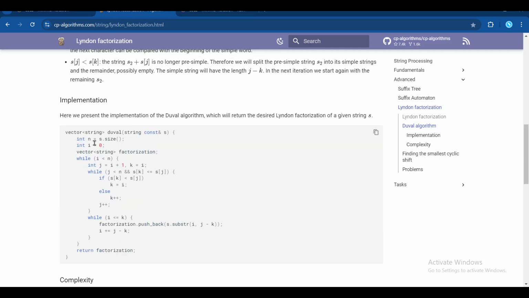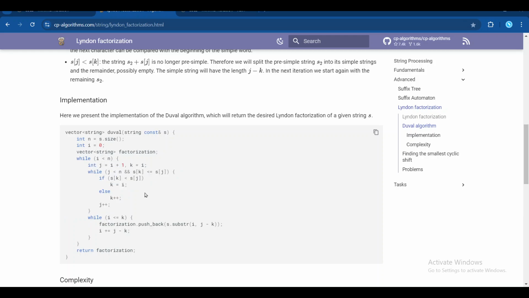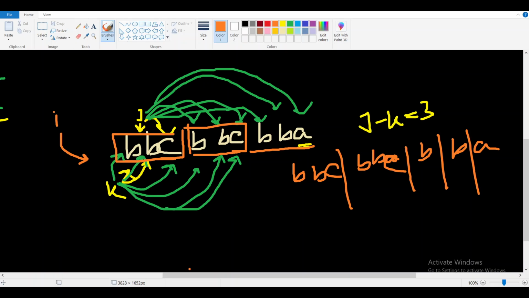So here I is initialized with 0. While I is less than n, we are initializing K with I and J with I plus 1. In the inner loop, I is not touched. That's why I have not taken I in my explanation also.